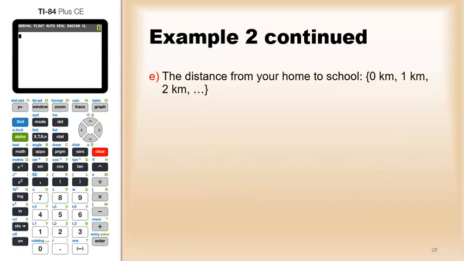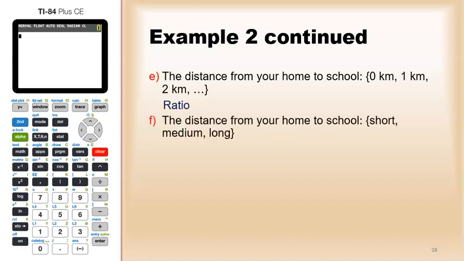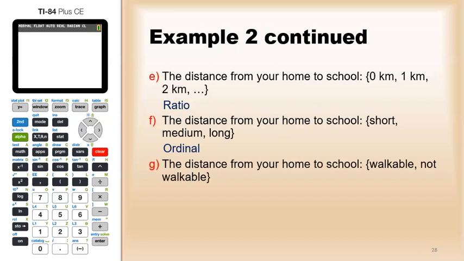Some more examples. The distance from your home to school. In this case, if you say 0 kilometers, 1 kilometer, 2 kilometers, and so on, these are distances. This is the ratio level. The distance from your home to school. Now, in this case, suppose you're looking at short, medium, long. Well, this is ordered categories. Short is less than medium, less than long. So this would be ordinal. And what about the distance from your home to school? Sounds familiar. In this case, whether walkable or not walkable. Well, these are categories. You can't really say one is more than the other. I'd put this at nominal.